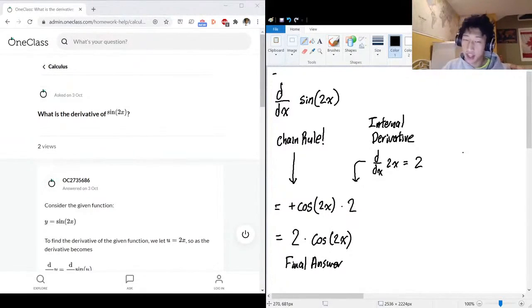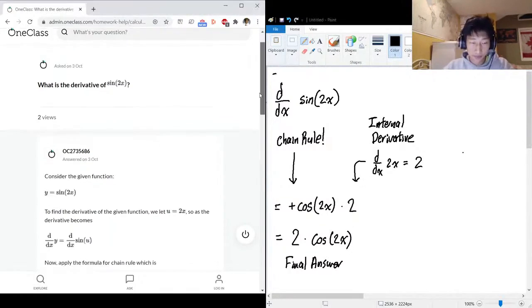The only place that I feel is a likely place for possible errors is perhaps forgetting to multiply the internal derivative. So make sure that you're really sharp and comfortable with the chain rule and that you will never forget to multiply the internal derivative, because if you do, your final answer will be wrong, and that's certainly something we do not want.